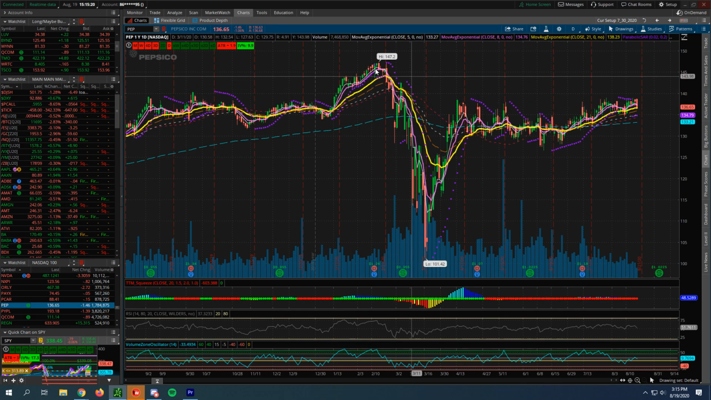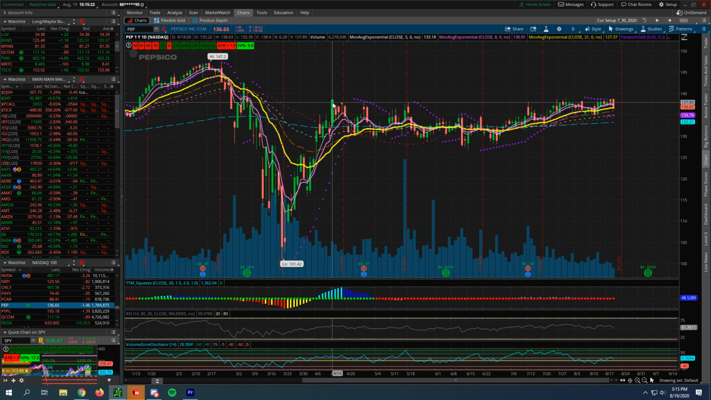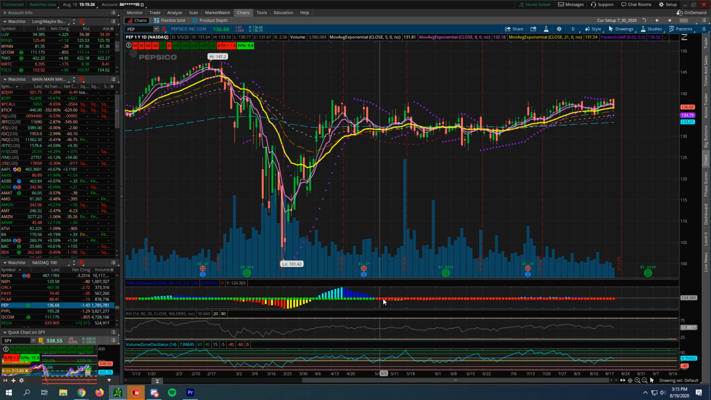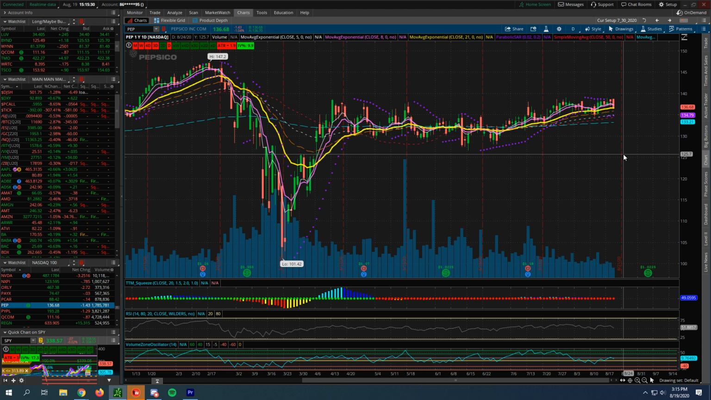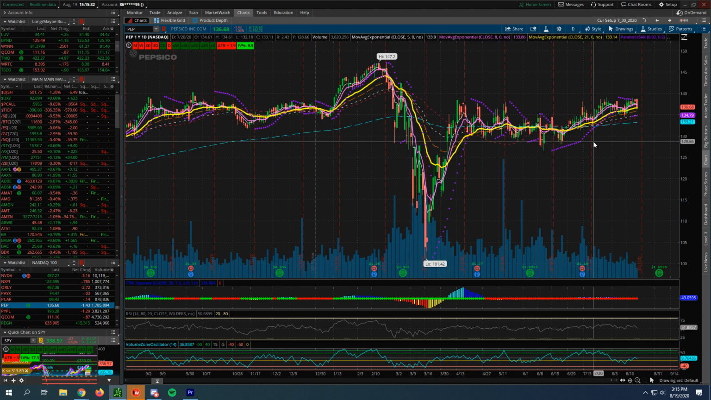PepsiCo, PEP, another really interesting pattern here, looking for that really tight consolidation, and you can see here the squeeze has been on for months. So there's something building up here at PepsiCo. Doesn't mean it has to go higher, lower, or anything like that. We've seen these squeezes before within PepsiCo, which has been fairly strong here. And of course, when you see that squeeze pop, you saw a movement to the downside here. The last squeeze was pretty significant again.